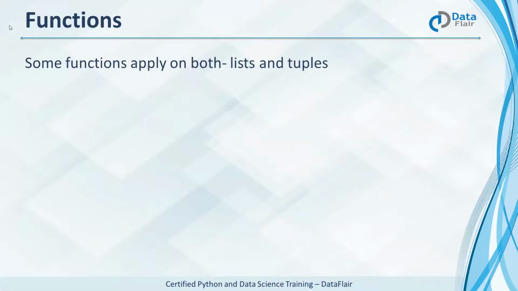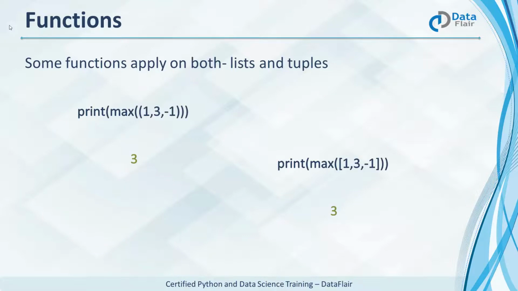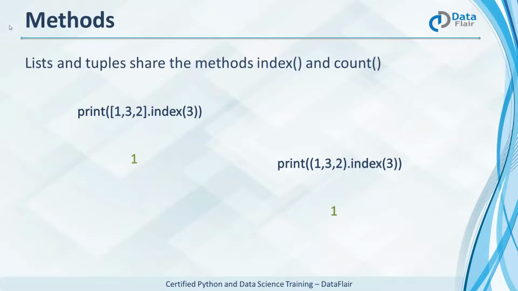Lists and tuples share some functions. You can call the max function on lists and on tuples. Same with the index and count methods. The index method returns the index of the first occurrence of a value in the list or tuple, and the count function returns the number of occurrences.